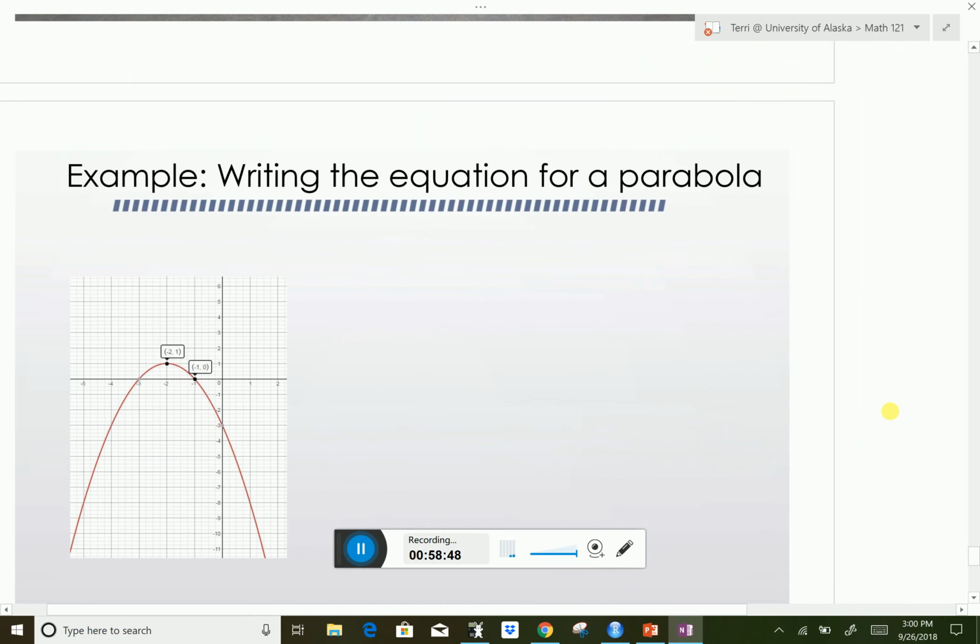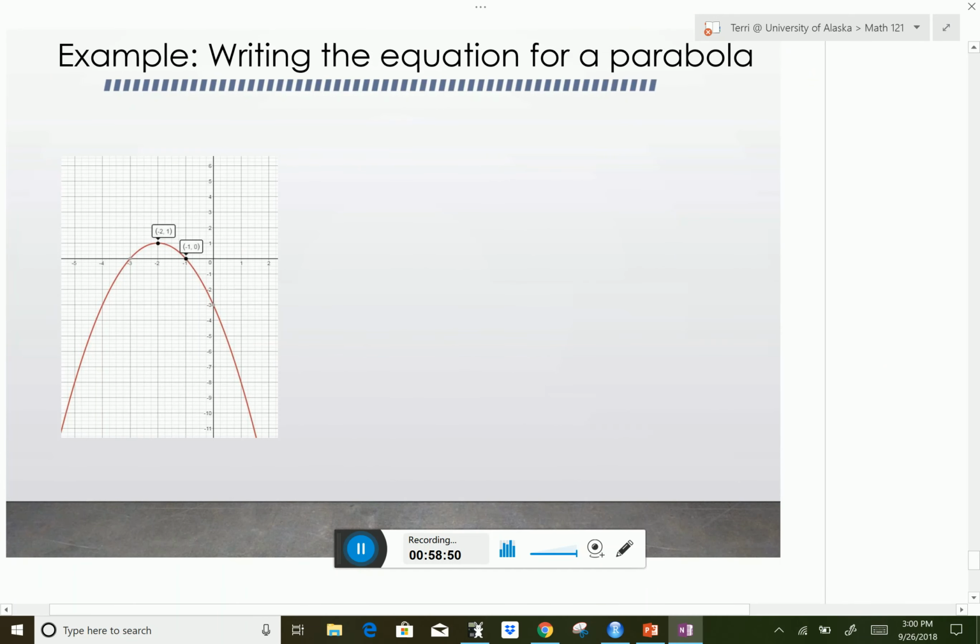All right. So again, let's write another equation for a parabola. So here we know the vertex, and we're given one other place.